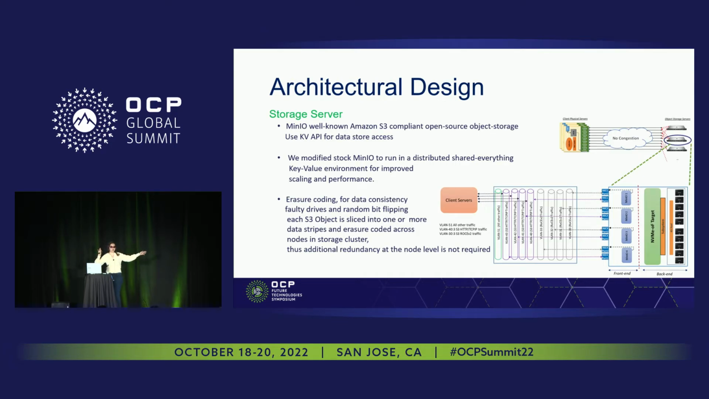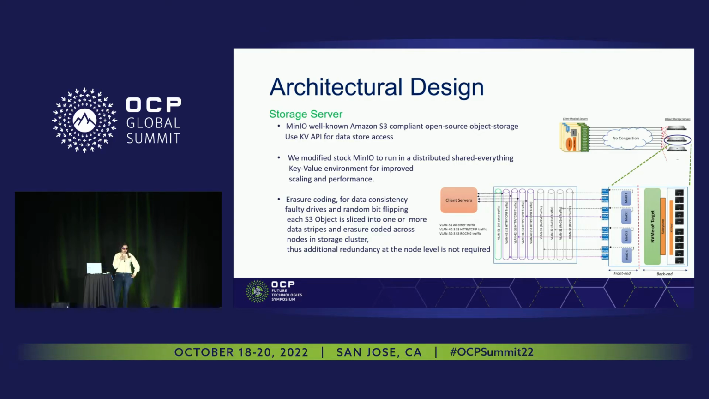The architectural design behind our solution has three main parts: the storage server, the network, and the client side. On the storage side, we have a front end and a back end. In the front end, you will see MinIO, which is a well-known Amazon S3 compliant open source object storage, using the KV API to store and access the data.